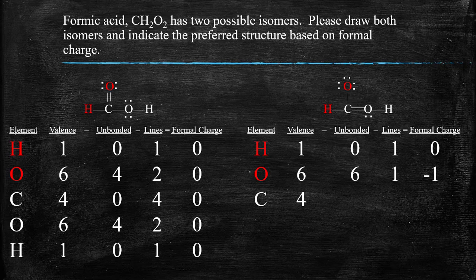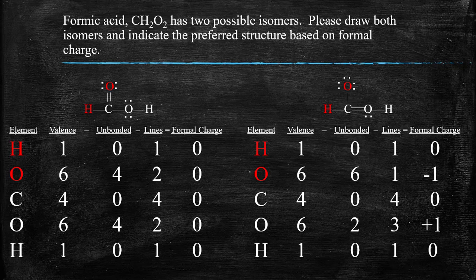The carbon has 4 valence electrons. No unbonded electrons. There are 4 lines going to it. 4 minus 4 is 0. The white oxygen, being oxygen, has 6 valence electrons. Here it has 2 unbonded electrons. There are 3 lines. 6 minus 2 minus 3 is positive 1. And the hydrogen has 1 valence electron. No unbonded electrons. 1 line for a formal charge of 0.